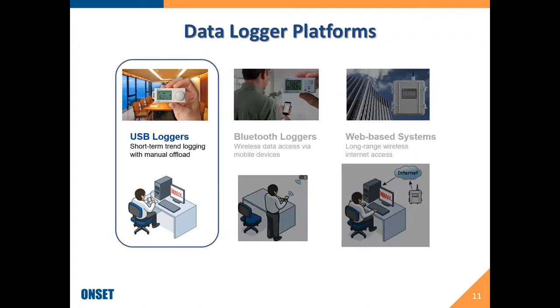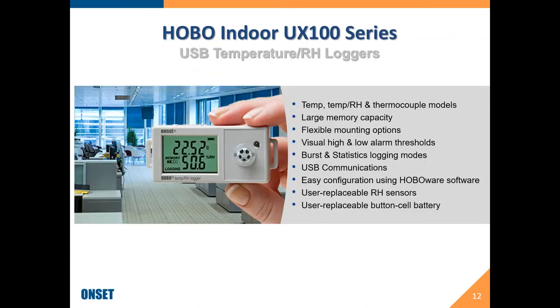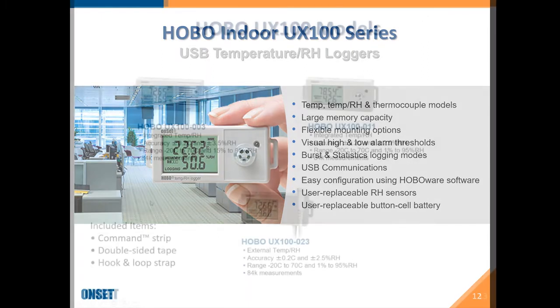USB loggers, let's talk a little bit specifically about those. Those are our traditional loggers. Here's an example and some of the features of the loggers, temp and temp relative humidity. We also have some thermocouple loggers for temperature only. Large memory capacity, flexible mounting options, and standard USB connections. That's with a USB cable plugged into a PC and connecting to our HOBOware software. They're easily configurable, and you can replace both the temperature, relative humidity sensors and the batteries relatively easily.